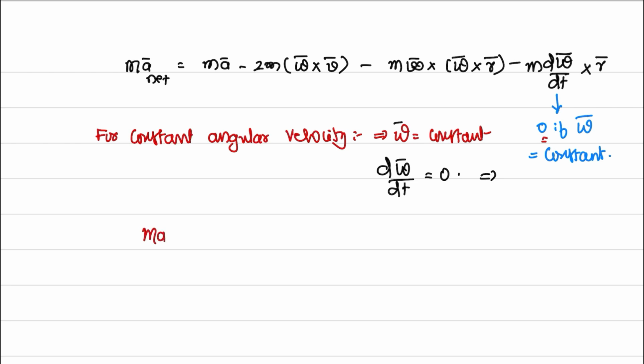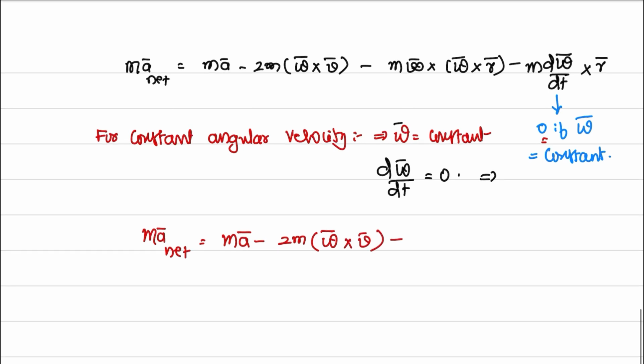MA net is equal to external force minus Coriolis effect minus centripetal force.